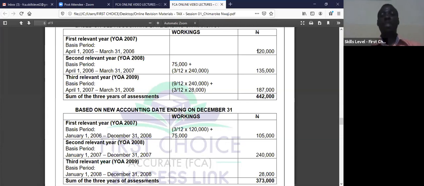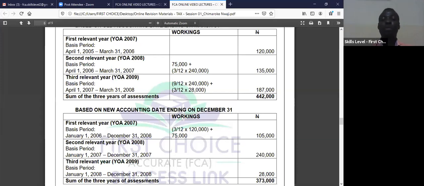So you just take it straight. It's the second relevant year and the third relevant year that you will do workings. When you go to the new accounting date, it's only on the first relevant year you will do workings because that is the year of change. The second and third relevant year, there will be no workings because that is how the company has been filing.